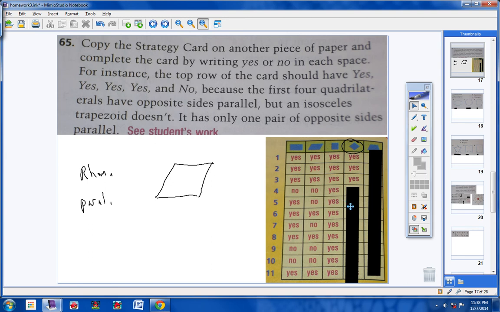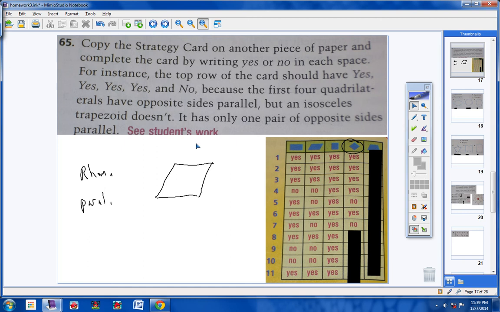Number 5, has 4 right angles. No, not necessarily. No. Number 6, at least one pair of opposite sides is congruent. Yes. That is definitely true. At least one set of opposite sides is congruent. Number 7, diagonals are congruent. No. It's a parallelogram. The diagonals bisect each other, but they are not necessarily congruent.